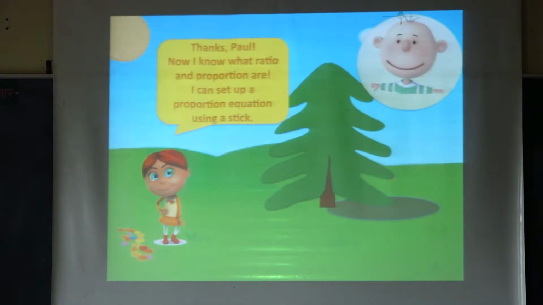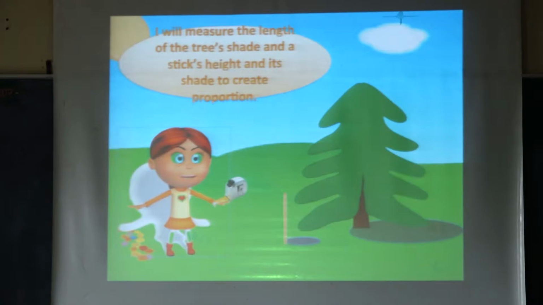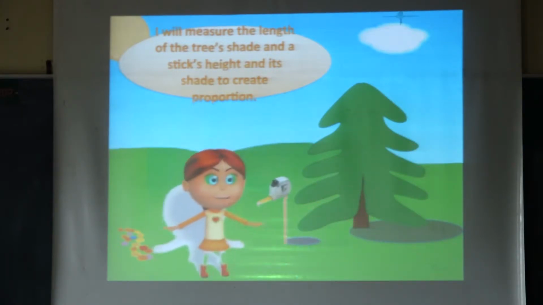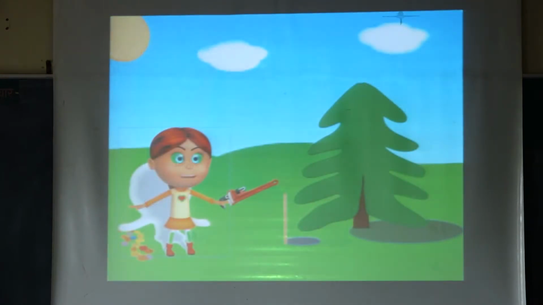She found a way to figure it out. She decided to determine the proportions of a stick's height to its shadow, and then measure the tree's shadow and calculate its height. She finally knew the tree's height. The tree was 7 feet tall, and she could take it to her house.